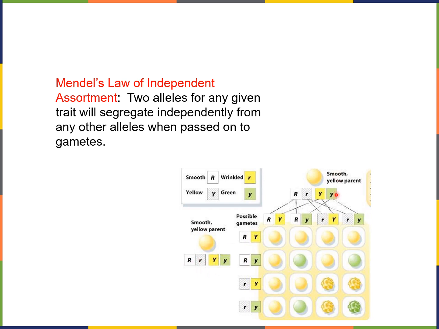So we have a smooth yellow parent and a smooth yellow parent, and they're going to give off one allele from each gene. So they can either give out a capital R or a lowercase r, and they have to give out either an uppercase Y or a lowercase y. So they do have to give out one of each of these, but they're independent of each other. Just because you give out a capital R doesn't mean that you give out a capital Y. You could give out a capital R and a lowercase y, or a capital R and a capital Y, or a lowercase r and a big Y, right? So these are independent of each other. It doesn't matter which one you pass down.